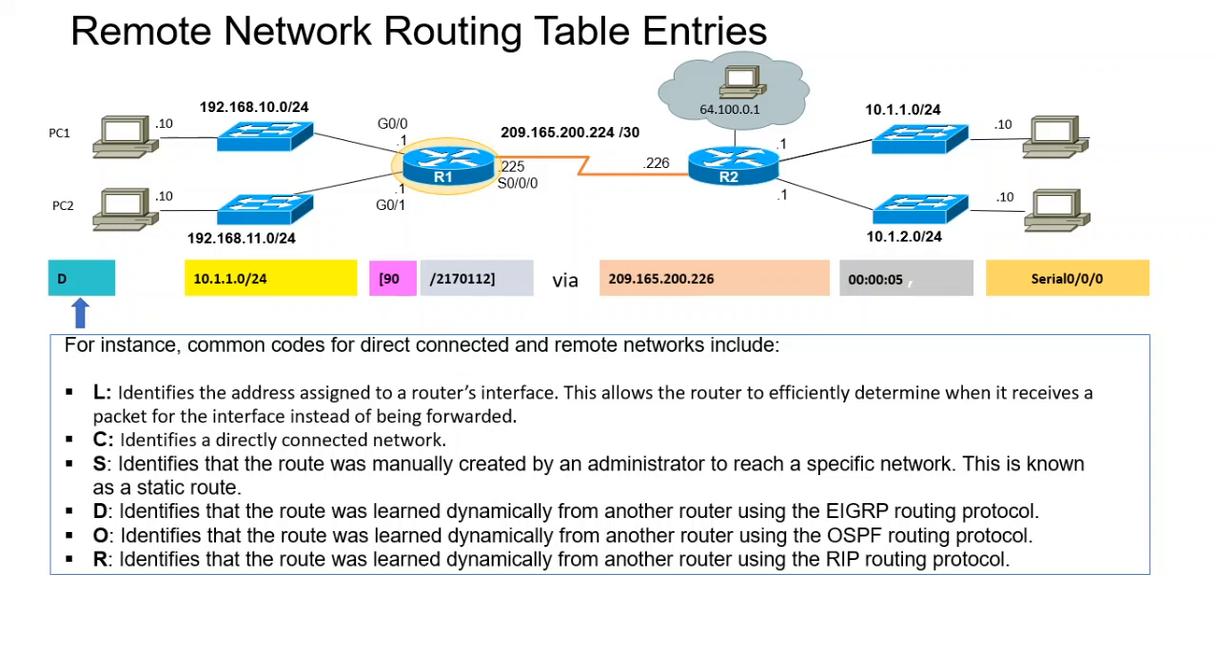D identifies the route was learned dynamically from another router using the EIGRP routing protocol. The O identifies the route was learned dynamically from another router using the OSPF routing protocol. R identifies the route was learned dynamically from another router using the RIP routing protocol.